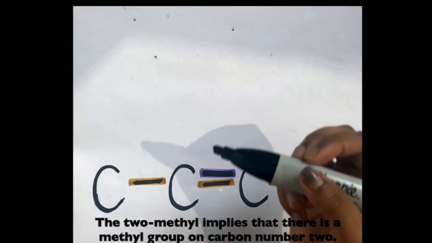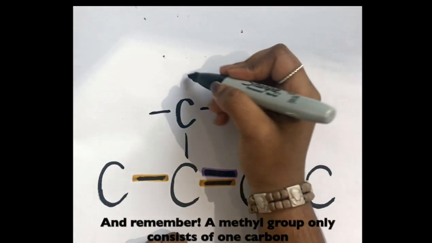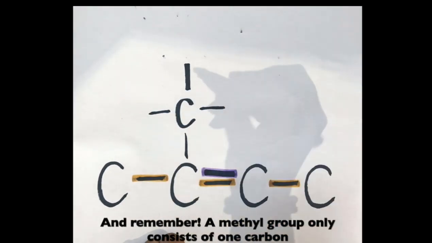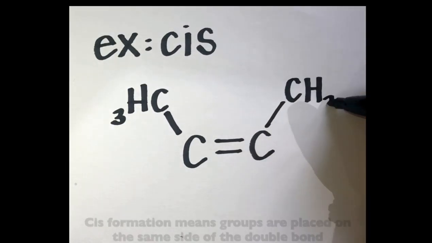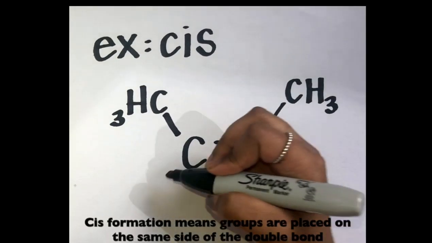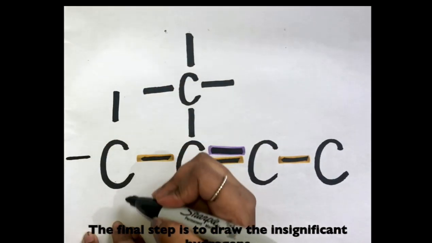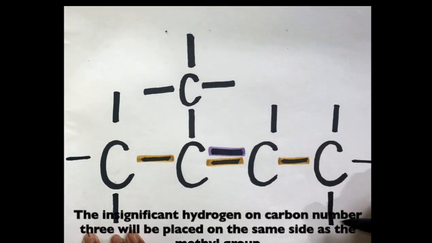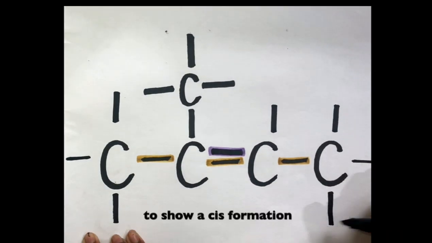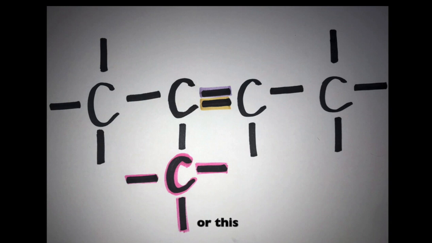The 2-methyl implies that there is a methyl group on carbon number 2, and remember, a methyl group only consists of 1 carbon. Cis or trans dictates the placement of groups around the double bond. Cis formation means groups are placed on the same side of the double bond. The final step is to draw the insignificant hydrogens. The insignificant hydrogen on carbon number 3 will be placed on the same side as the methyl group to show a cis formation. So a cis formation could look like this, or this.